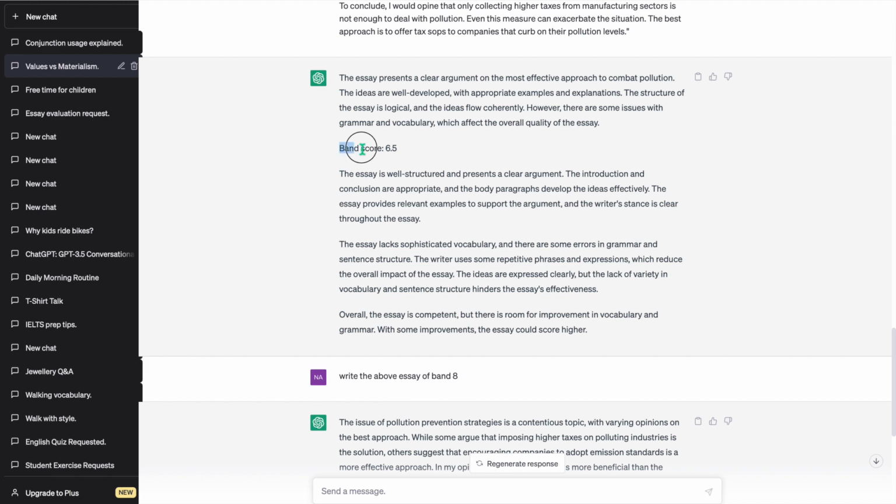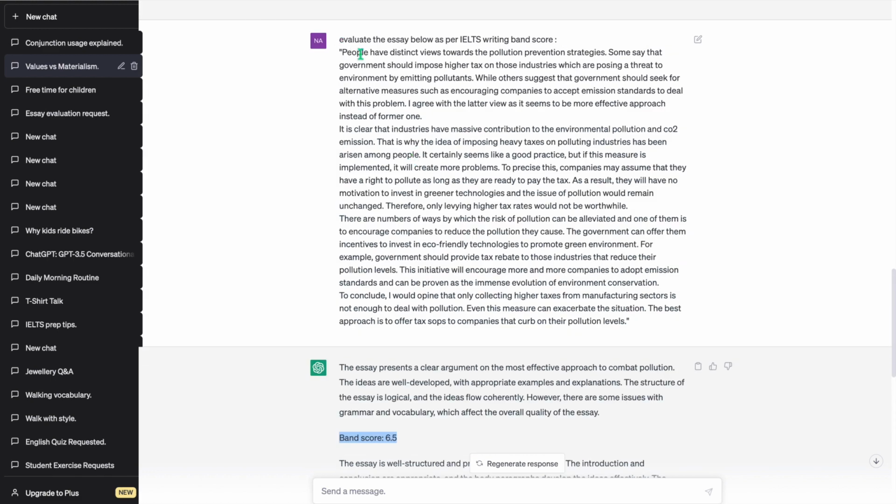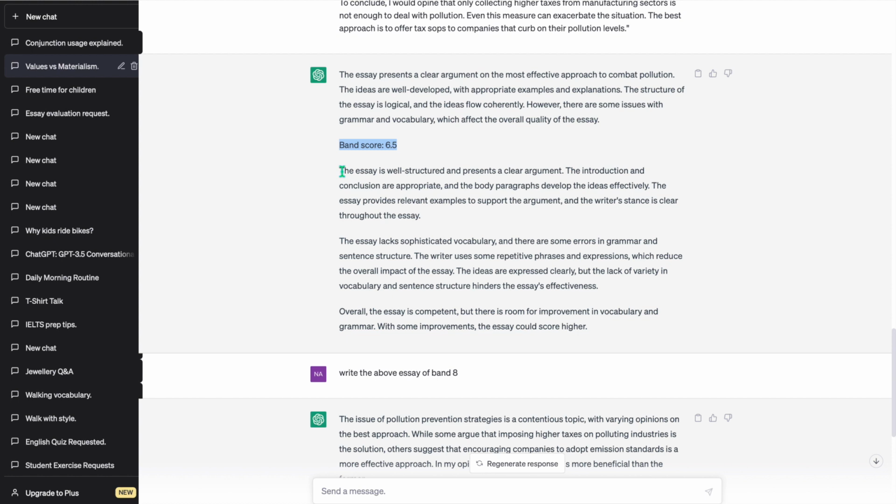Okay, so this essay scores 6.5 bands, this one. It is on pollution prevention strategies. Okay, so here it has given us the feedback. The essay is well structured and presents a clear argument, and the introduction and conclusion are appropriate. The paragraphs develop the ideas effectively. Okay, the essay provides relevant examples to support the argument, and the writer's stance is clear throughout the essay.